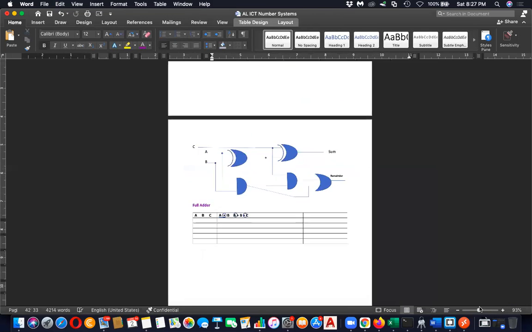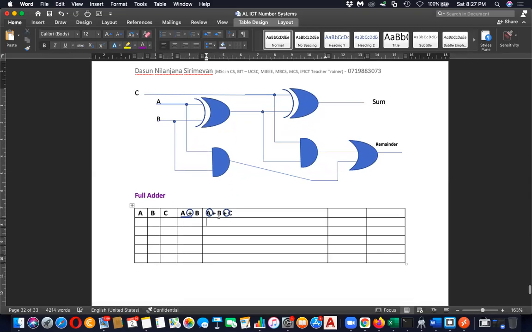So please complete, draw the circuit and draw the truth table. Don't wait for me, because my drawings will take some time. I'm using Word, but you can draw this quickly by hand. This is A XOR B and the whole thing XOR C. This whole thing is XORed by C.